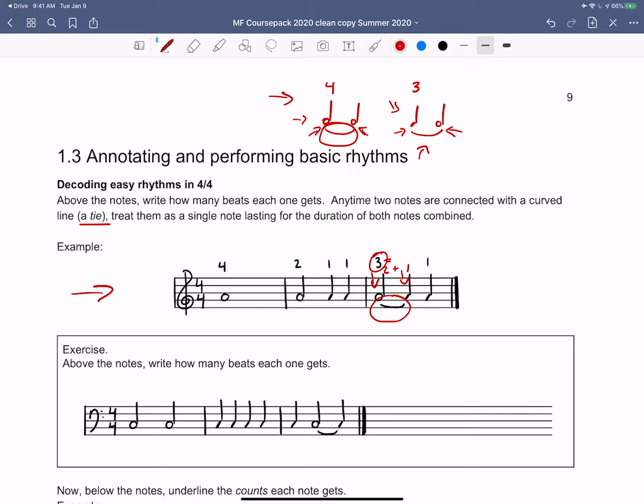Now let's go back and address this example from the beginning. Here we've got 4 time, so we're used to that. And right now we're concerned with writing the values of notes above the music. So here, this is a whole note. That's why we've written in a 4, because whole notes get 4 beats. Here's a half note, thus the 2. These are both quarter notes, thus the 1 and the 1. We already covered this one, the tie, and then finally, this final note is a quarter note, so that's why we have 1 there.